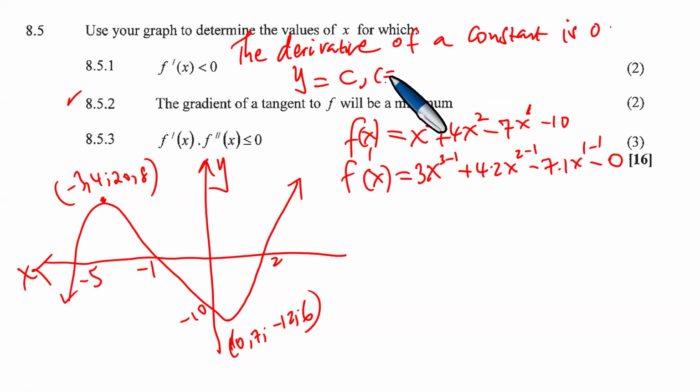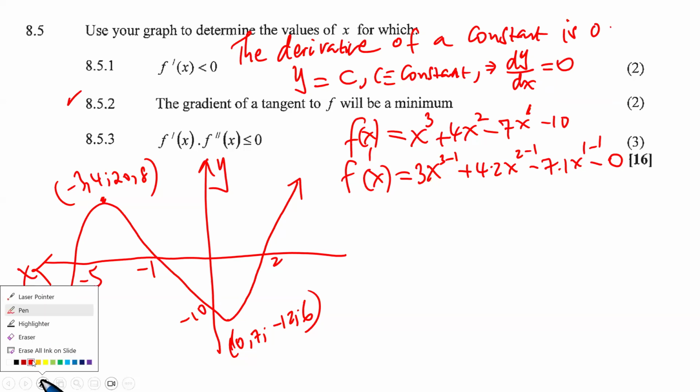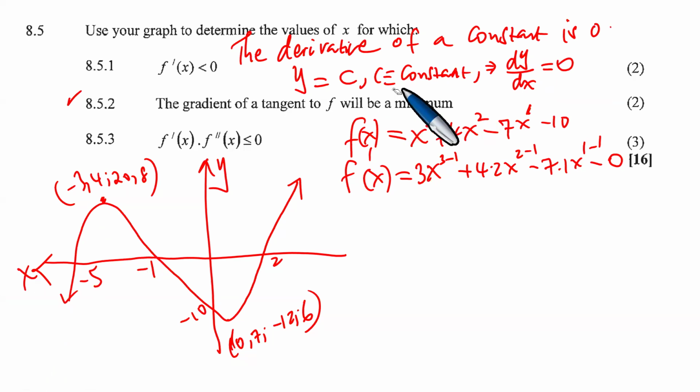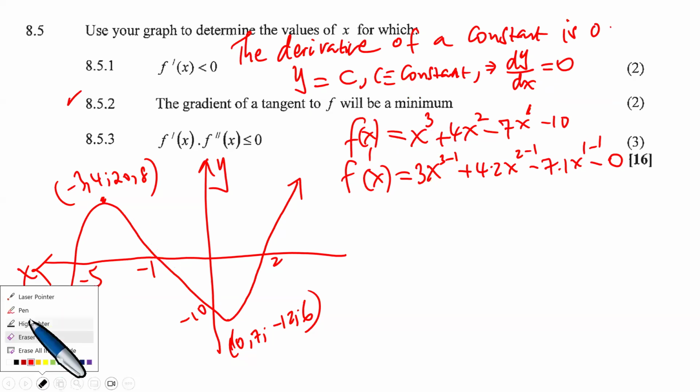This one is recorded. So y equals c, and c a constant, but an algebraic constant, implies that dy dx equals naught. Just think of this, and make sure you understand that. The derivative of a constant is zero, meaning the derivative of a number is zero.